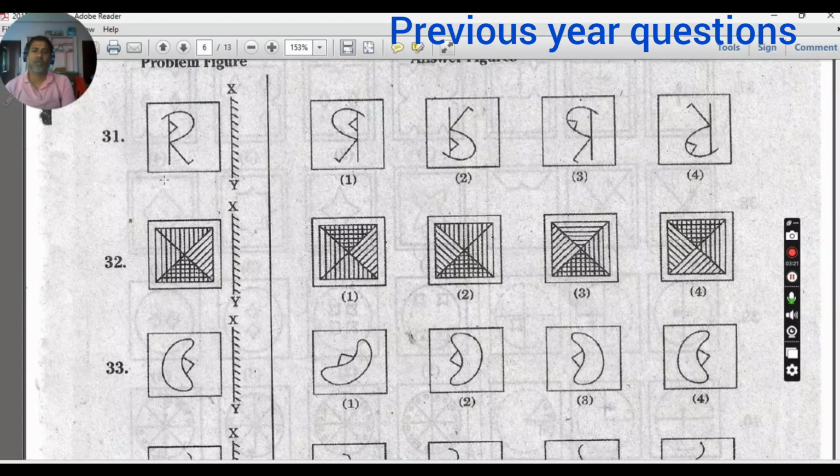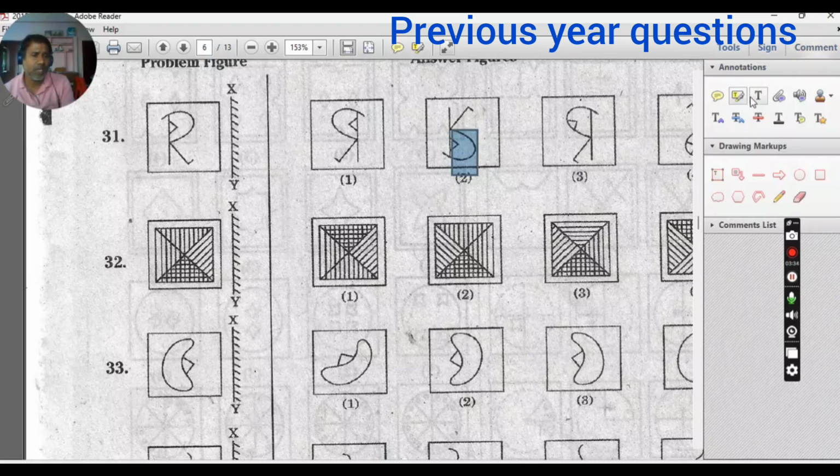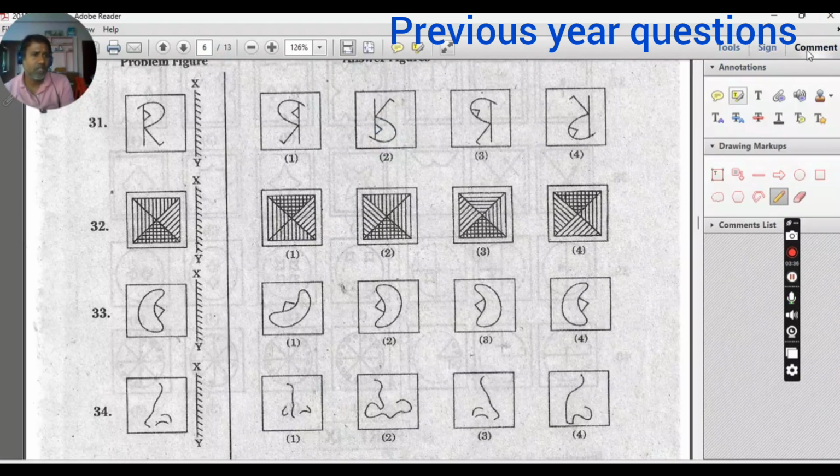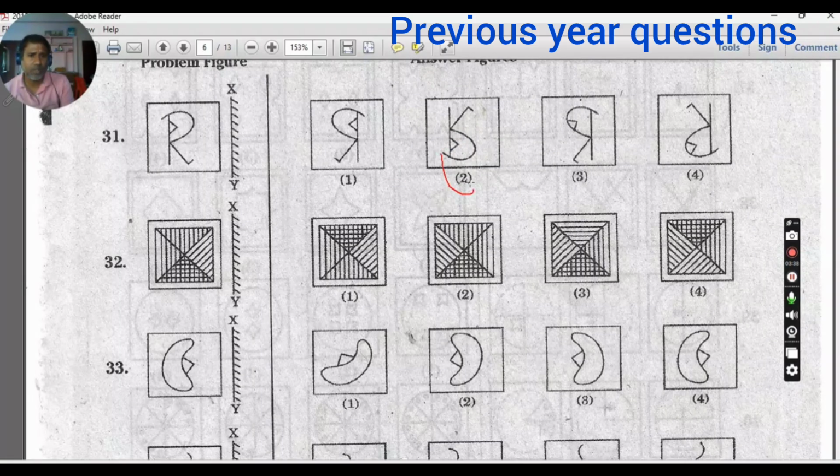See this question. You have R, reverse of R. Okay. This seems to be fine. A seems to be fine. Here you see R has become reverse. R has become reverse, so that is wrong. Straightforward, in the mirror image, it will not happen. This is wrong. You see this R is reverse.